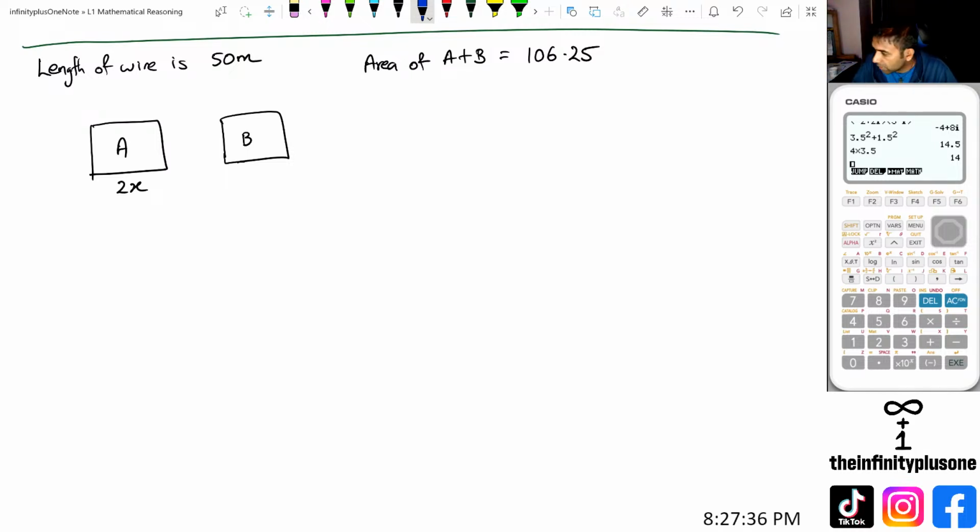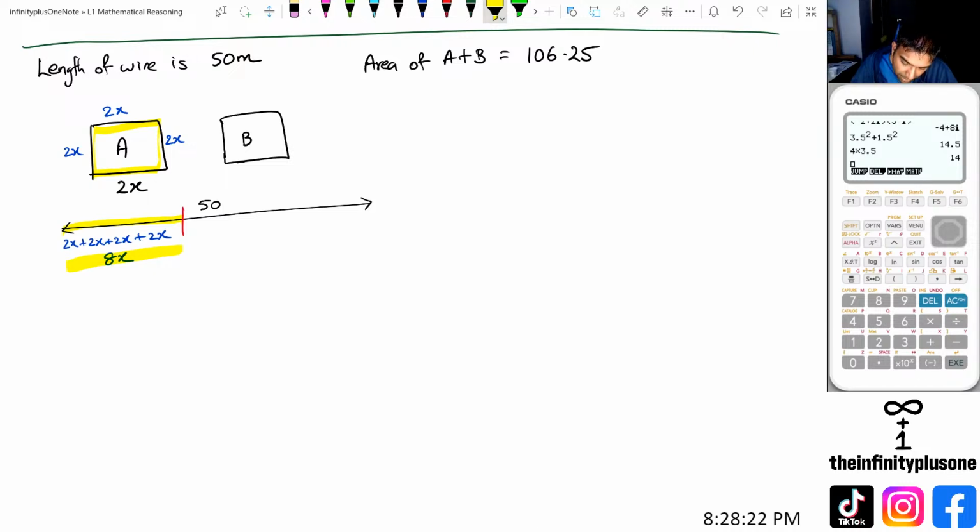So first off, we've got the length of the wire is 50. It's going to be cut into two, just like the previous question. Let's say we're going to cut it there. We've got 2x as the base of square A. So this is going to be 2x, this is going to be 2x, and this is going to be 2x. So we've got 2x plus 2x plus 2x plus 2x, this is the yellow part that we talked about. That means we've got 8x as the yellow part.